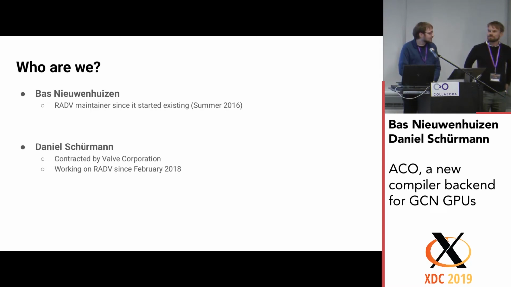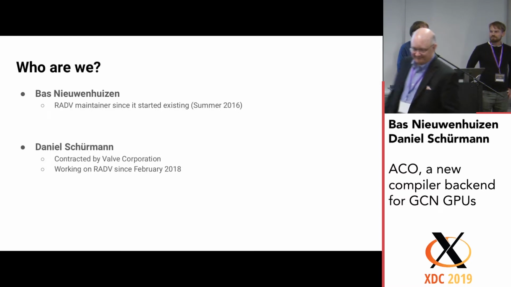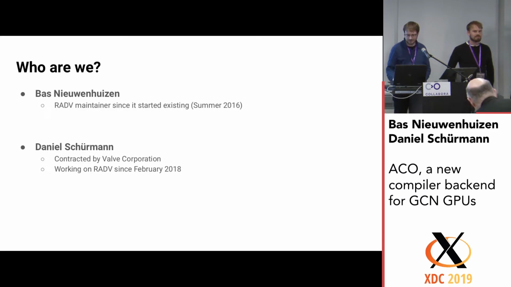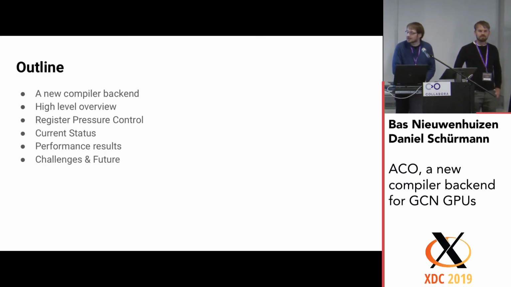So I'm Bas Nieuwenhuizen. I'm pretty much the maintainer of Radv since the start. And here's Daniel. He's been working for Valve, mostly on getting this new compiler backend working. Today I'm going to give a short introduction to what we mean by a new compiler backend and why we did it. Daniel's going to show you a rough overview of how it works and some awesome things we can do with it. And then I'm going to give you some nice results of the effects it had.